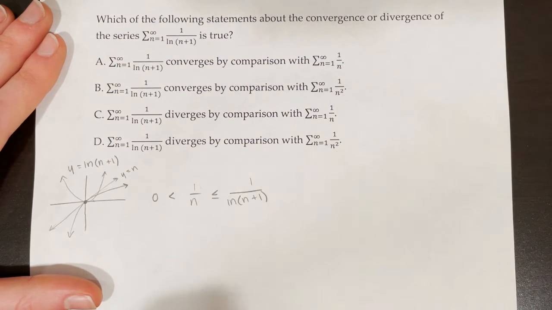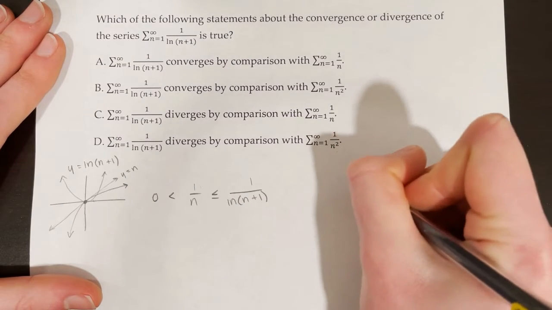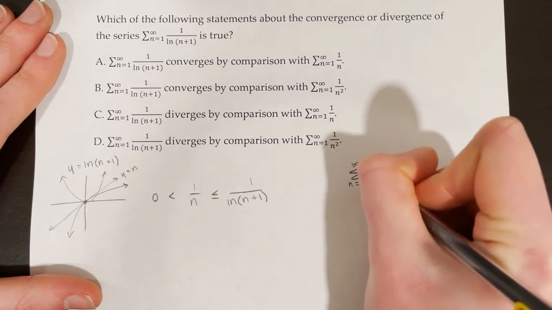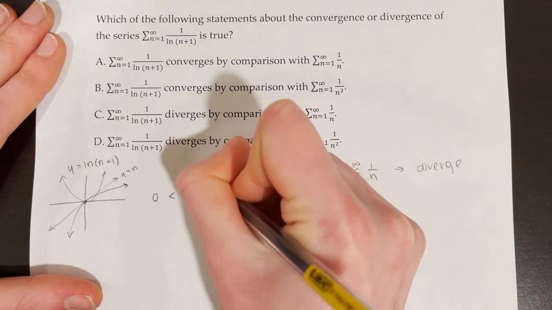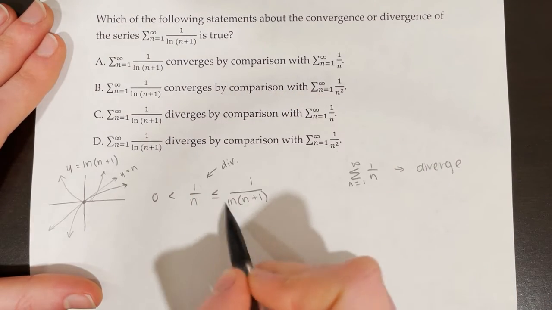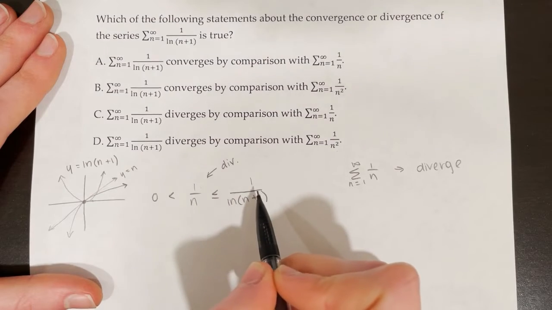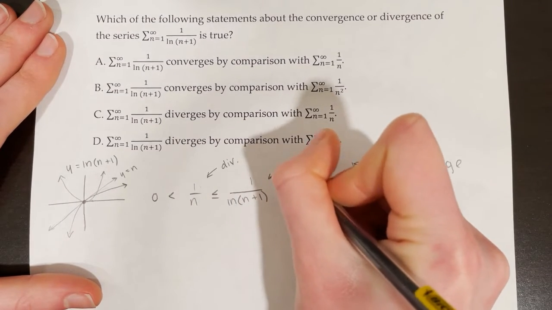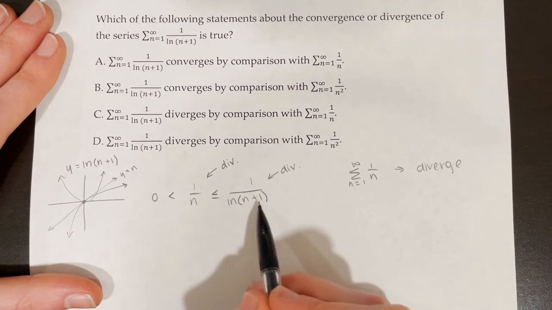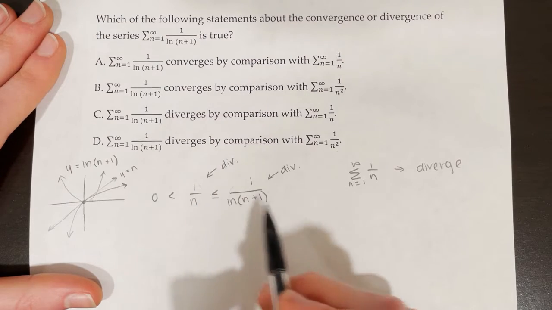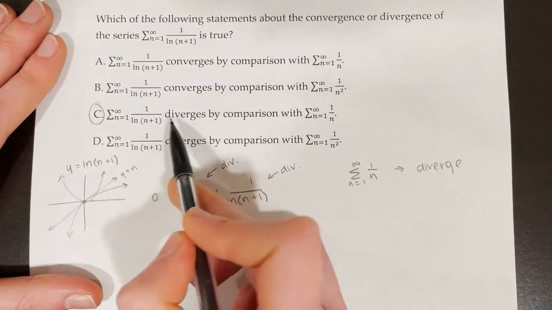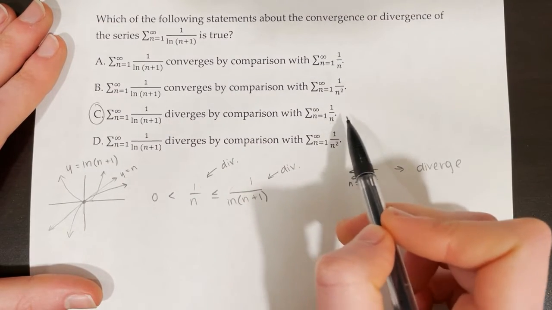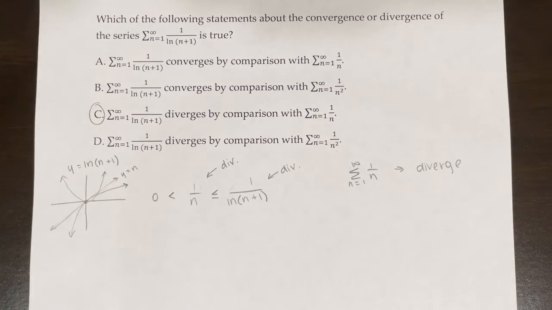Now we have to think about what this means in terms of whether it converges or diverges. We know that if we have the series from n equals 1 to infinity of 1 over n, that is the harmonic series, and that is going to diverge. So if this one diverges, and we have some series that is greater than a diverging series, this other series must also diverge. We know that this graph is always going to be greater than a diverging one. So if this one diverges, this one also needs to diverge. So we can say that answer choice C is correct. This series diverges by comparison with the series from n equals 1 to infinity of 1 over n.